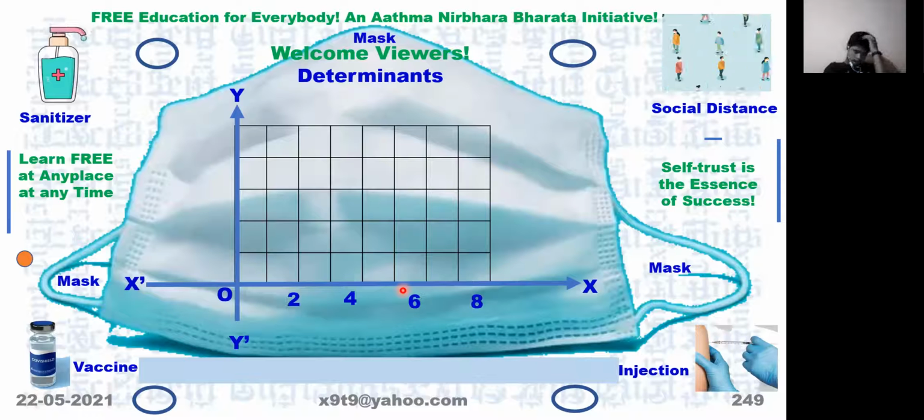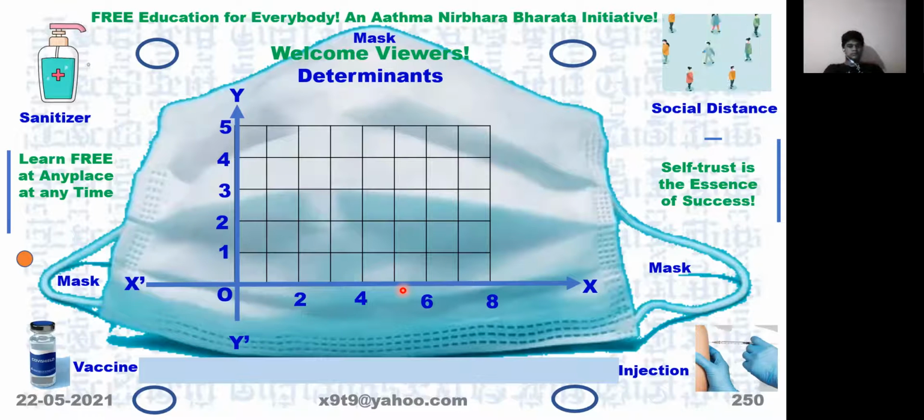Now the value of x, we can mark 1, 2, 3, 4, 5, 6, 7, 8 also, or we can mark 2, 4, 6, 8 also, whichever is convenient. That means in between we'll leave one gap. And similarly, mark the y axis 1, 2, 3, 4, 5. X axis also you can mark 1, 2, 3, 4, 5, 6, 7, 8. But alternatively you can put 2, 4, 6, 8 also. Both are possible.